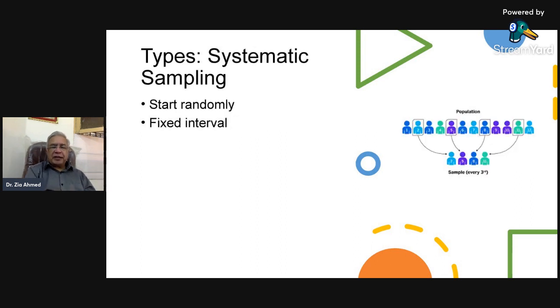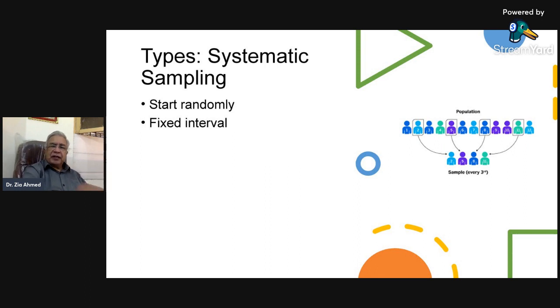And then comes systematic sampling. This also resembles random sampling, but only the start is made randomly. For example, any member of the group can be selected. But later on, if the member is the second, or the third, or the fourth, this type of fixed interval is maintained through selection till the required number of people are selected.